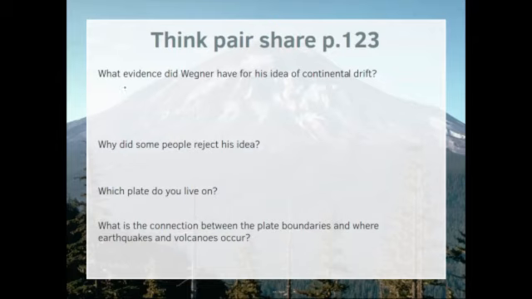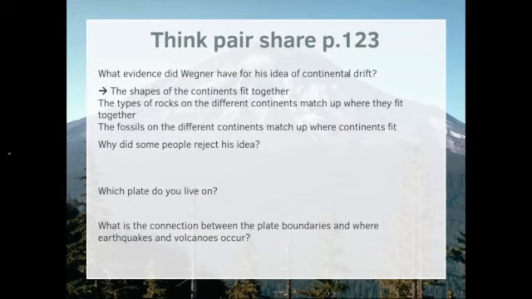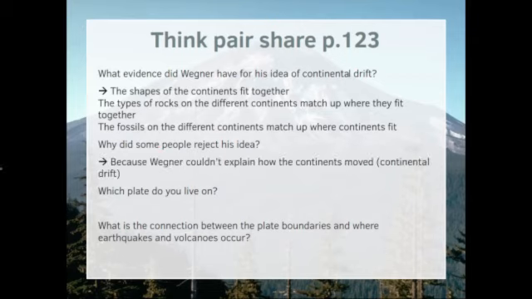Let's answer some questions. What evidence did Wegener have for his idea of continental drift? He said that the shapes of continents fit together, the types of rocks on different continents match up, the fossils on different continents also match up. Okay, why did some people reject his idea? Because he couldn't explain how the continents moved.